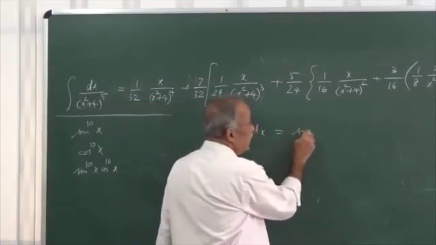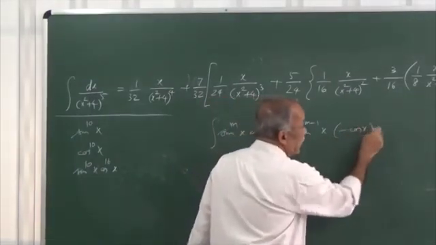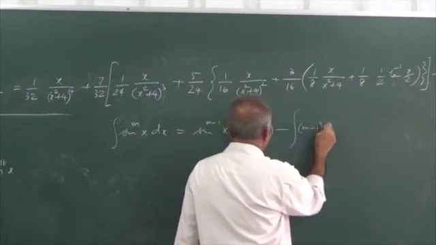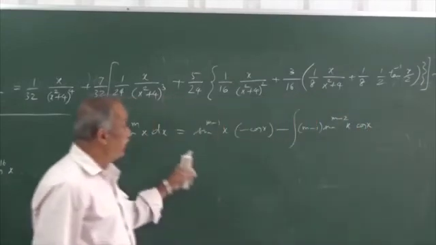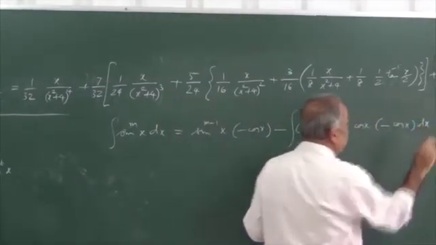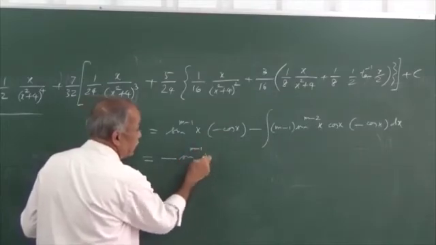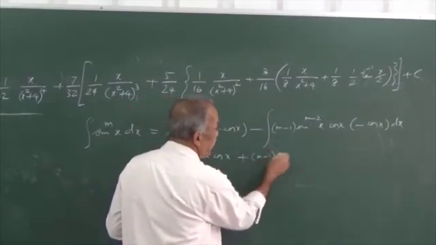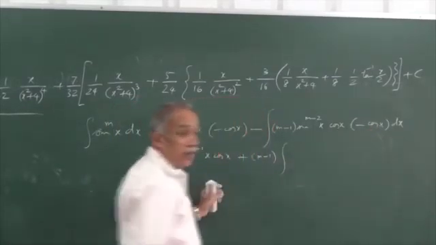First function sin power m minus 1x, integral of the second function sin x is minus cos x, minus integral of derivative of the first, m minus 1 into sin to the power m minus 2 into derivative of sin, cos x. This much is the derivative of the first function, to be multiplied by the integral of the second, minus cos x dx, minus of sin power m minus 1x cos x, minus of minus m minus 1 constant into integral of sin to the power m minus 2x into cos square x.